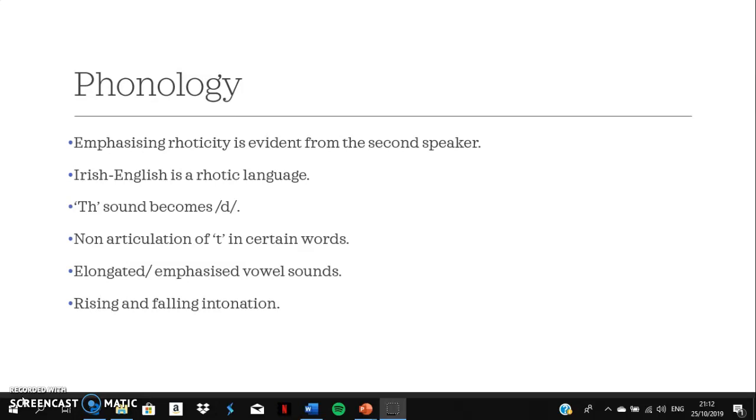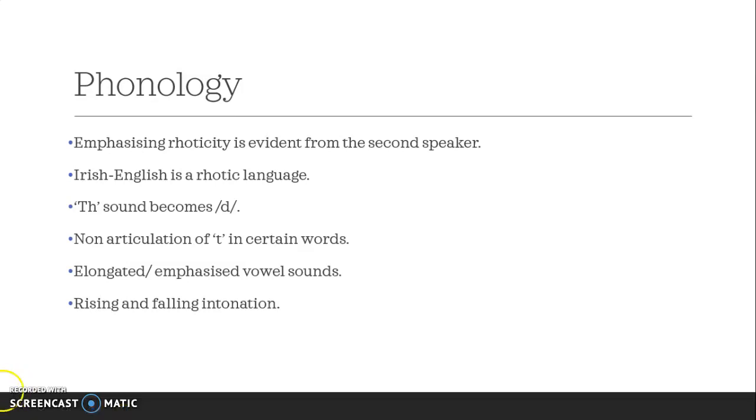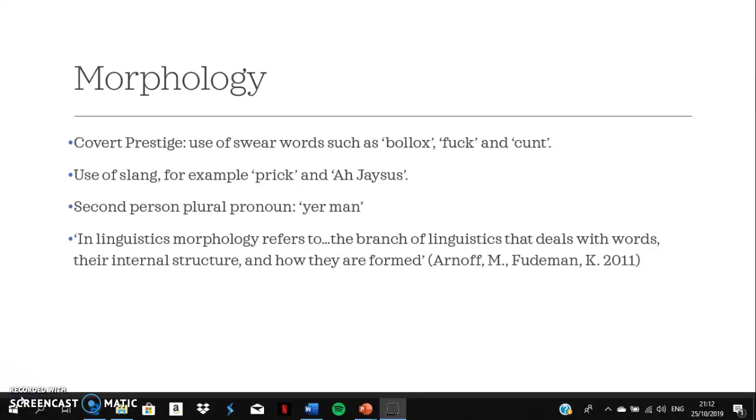Rising and falling intonation can be heard throughout the clip. There is rising intonation on the words story and up, and falling intonation heard on the word down. We then looked at morphology, and the first thing we noticed was the idea of covert prestige. There is regular use of swear words and slang. There is an example of the second person plural pronoun seen in the phrase your man.